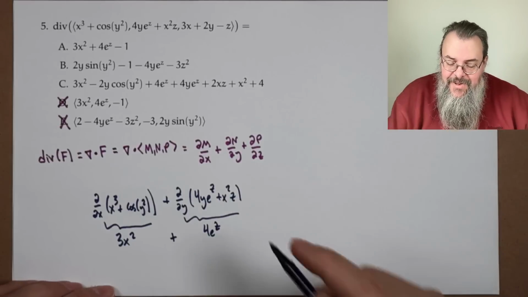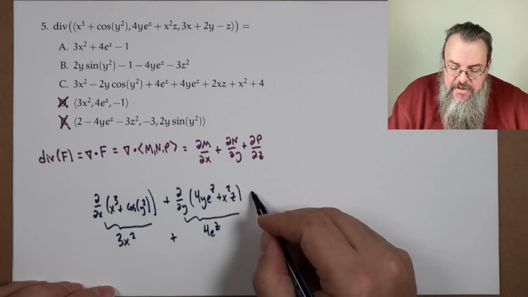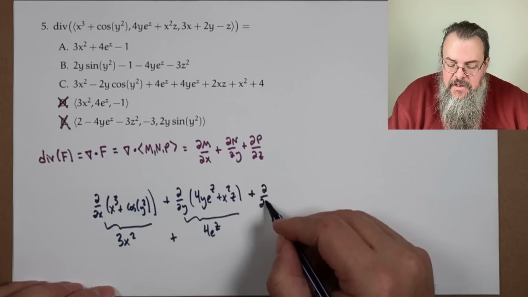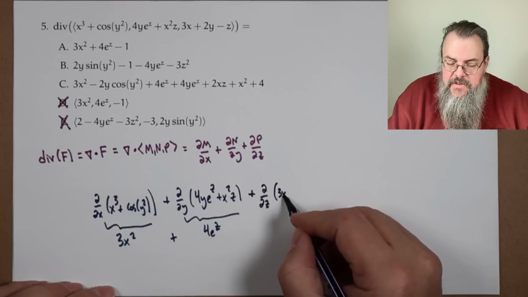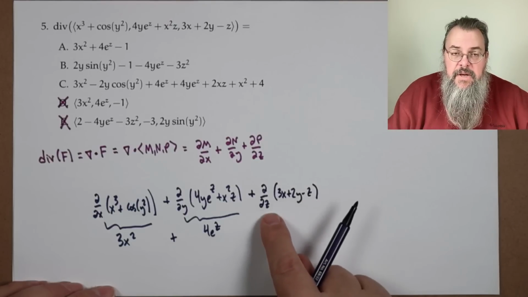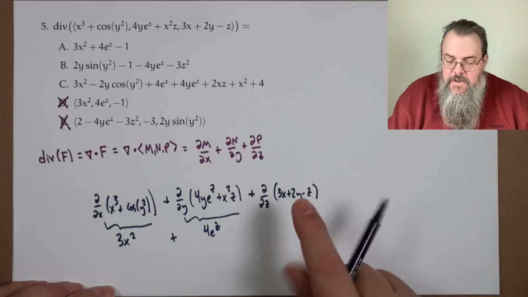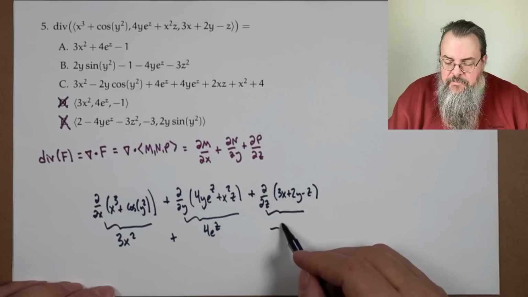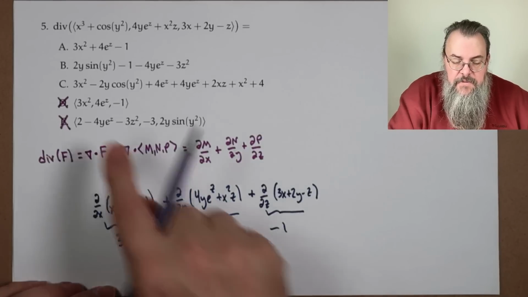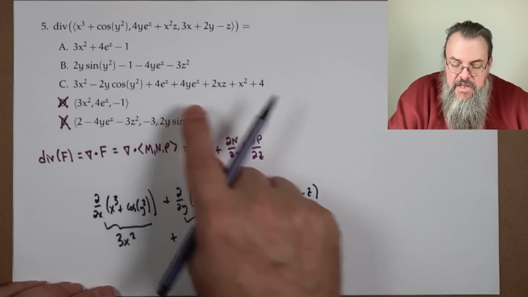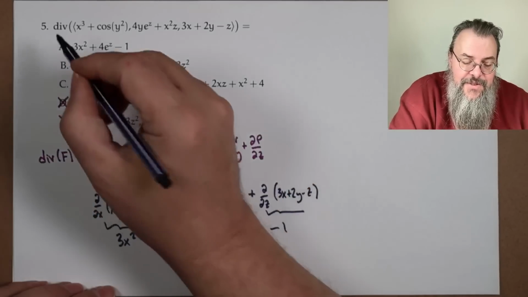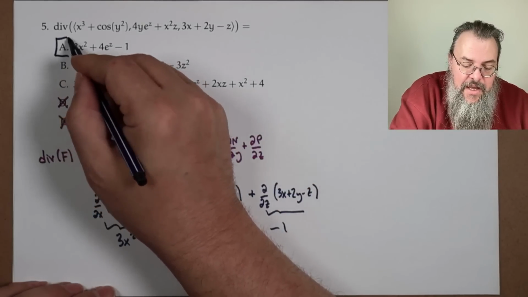They're constants. See, the nice thing about the divergence is a lot of terms disappear because we have lots of terms which don't depend on the variable we're taking the derivative with respect to. So the last part we get is minus 1. So we're looking for 3x squared plus 4e to the z minus 1. Even though, yes, this has pieces of that, this has a lot of extra stuff that shouldn't be there. So the answer here is A.